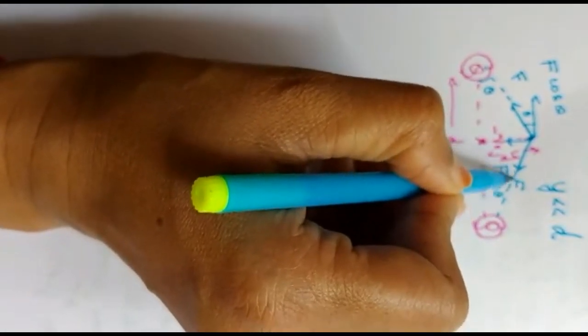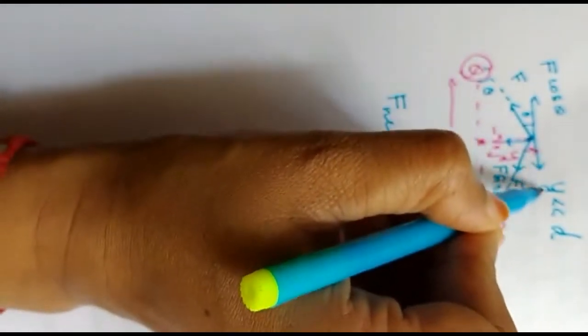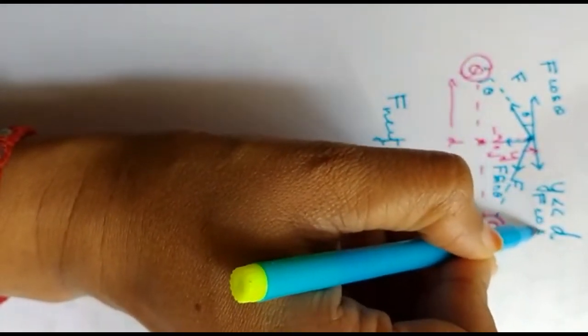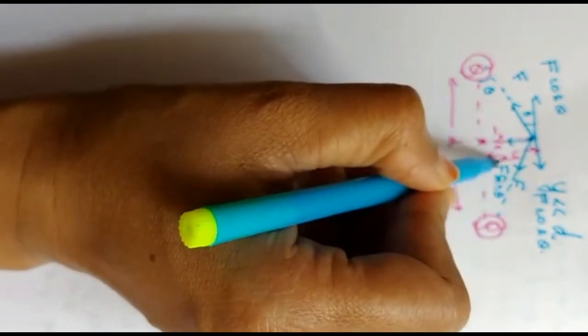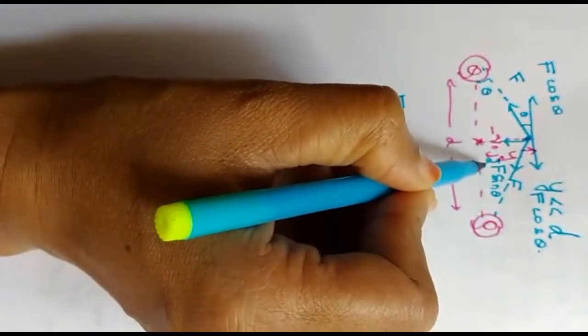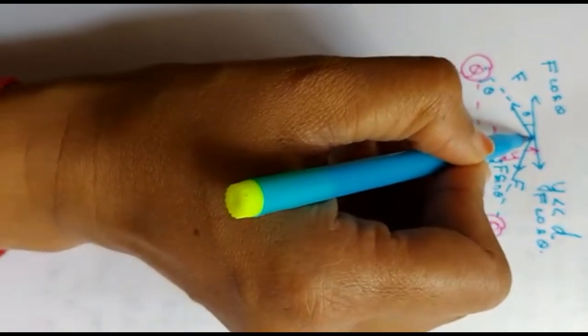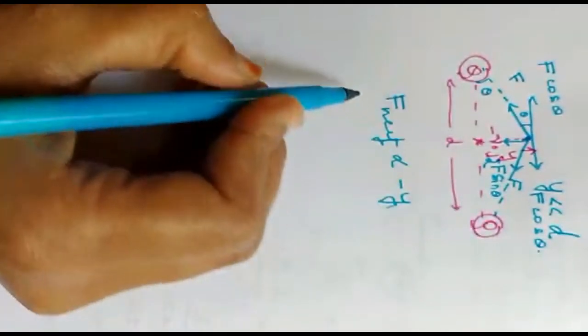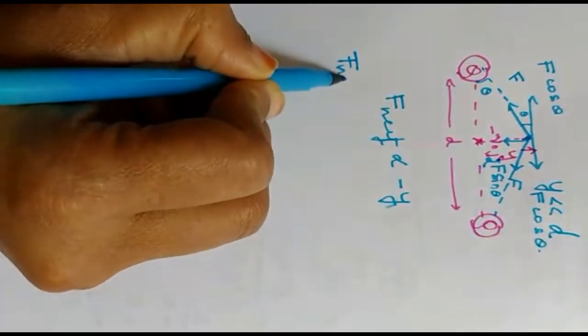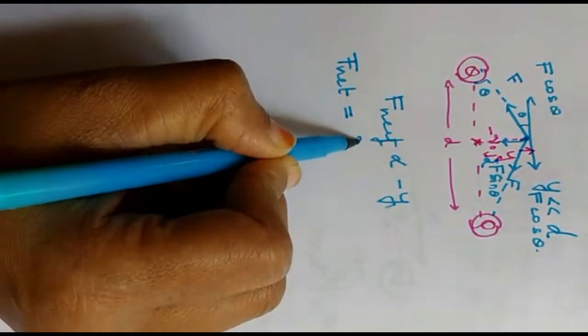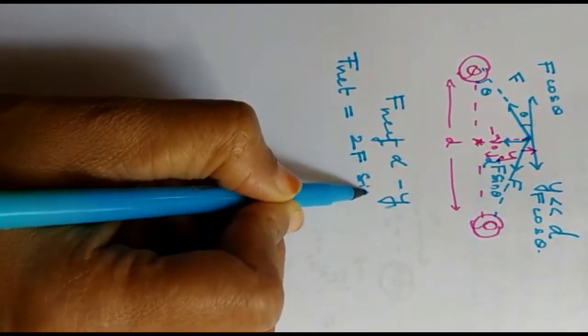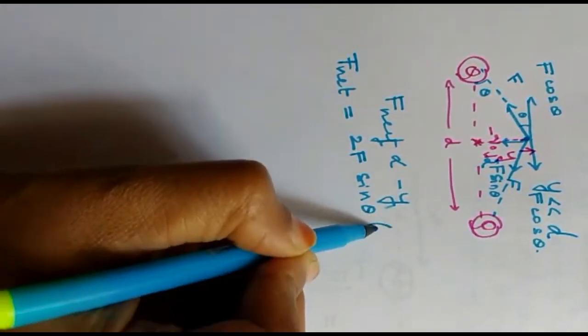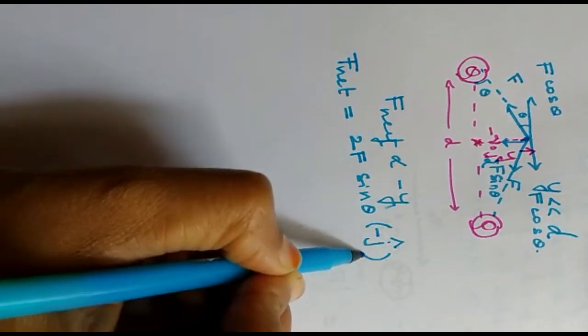Similarly, if I resolve the next force also, I get F cos theta, and down I will have another F sin theta, so I'll make it 2F sin theta. So the net force which is directed towards center is 2F sin theta, direction minus j cap.